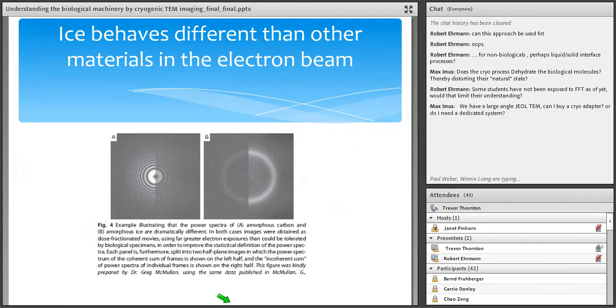So this is two Fourier transforms. Ice behaves differently than other materials, and this is one of the problems we had in biological imaging, and that's that when we put an electron beam on water, water is not conductive, and so it tends to want to move away from the electron beam. And so on the left in image A, you have a Fourier transform of amorphous carbon, and you can see that there's a nice set of rings going from low resolution out to high resolution here. And those rings are induced by the CTF of the microscope. And so this is the CTF. That's the contrast transfer function.